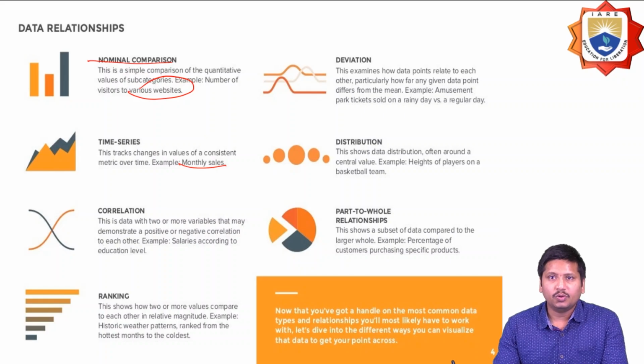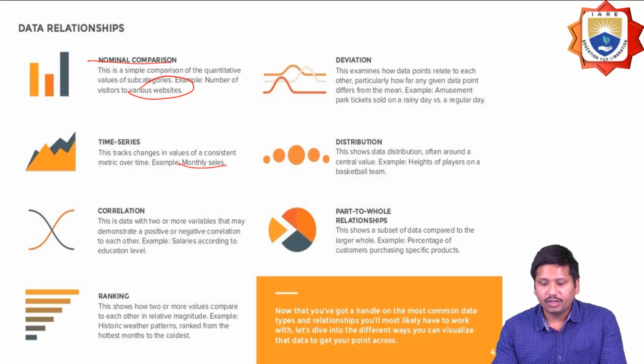And correlation. Correlation means this is data where you can show two or more variables and their positive or negative correlation to each other. And ranking shows a comparison of two or more values to each other in relative magnitude. And the next one is the deviation. Here we can show how the data is related to each other, particularly for making the difference between them.